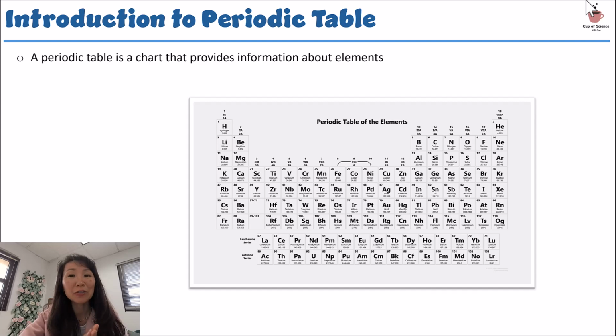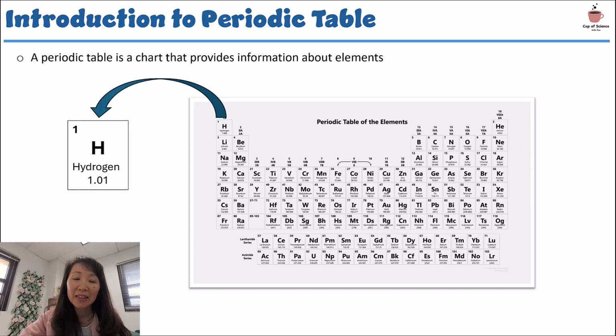I'm going to be introducing the periodic table here and go into the difference between groups and families. The periodic table is basically a chart that looks like this, and it provides a lot of information about the element. We're going to take one box over here, let's say the hydrogen box, and pinpoint what these numbers and letters mean.